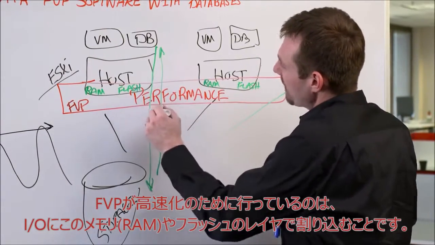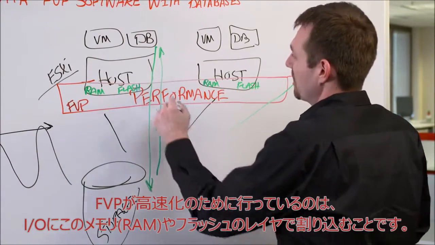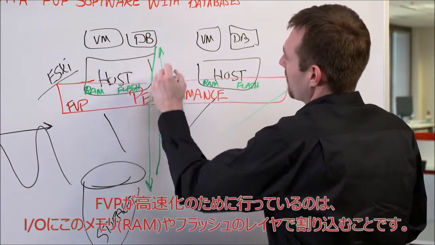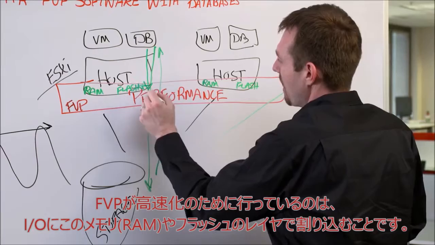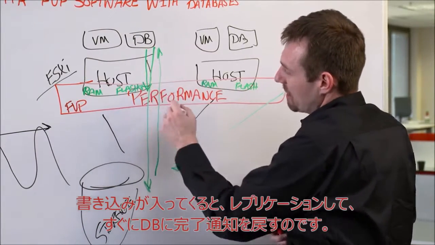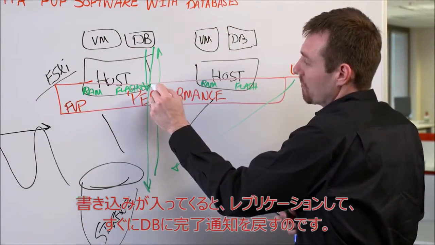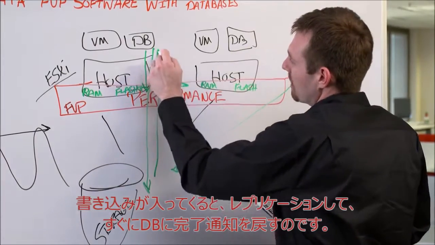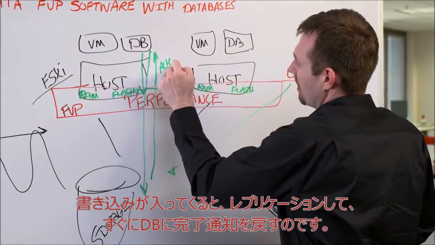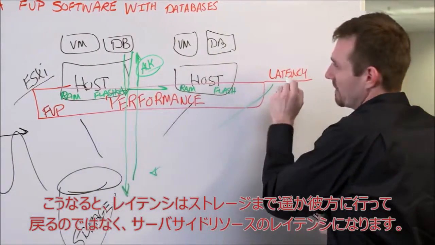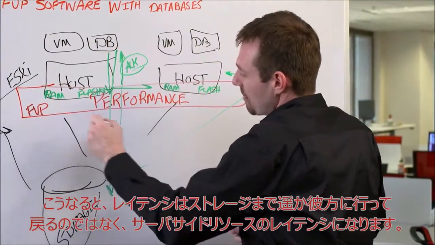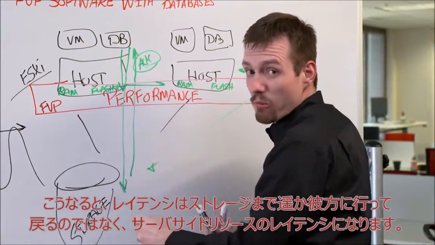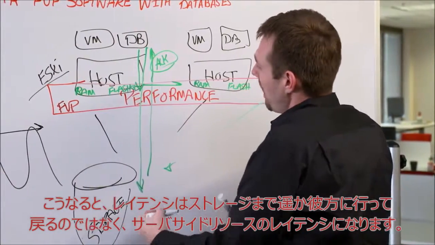But now with FVP in play, what we're going to do is accelerate, and we're going to intercept this I/O right here in the flash or in the RAM layer. So that write comes in, we're now going to replicate it, and then we're going to immediately acknowledge it back to the host. So now latency is at the latency of the server side resources rather than having to travel the storage fabric all the way down to the storage and back.